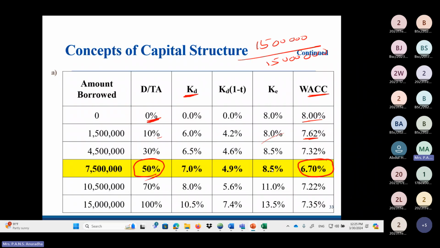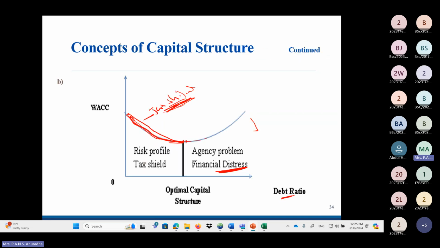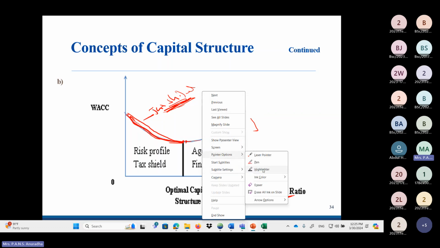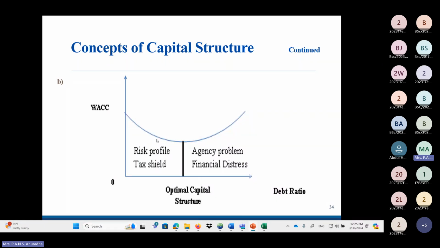Now, if you look at this table, you can see here, debt is 0 here, cost is 8%. Now here debt level is 10%, cost is decreasing to 7.62. Further increase, debt level 30%, cost is further decreasing because of the tax shield, tax advantage. After this minimum point, it is going the other way. When the debt level is 70%, look at this, cost is increasing. When the debt is 100%, cost is further increasing. So this kind of nature you can see in the weighted average cost of capital with the borrowing.